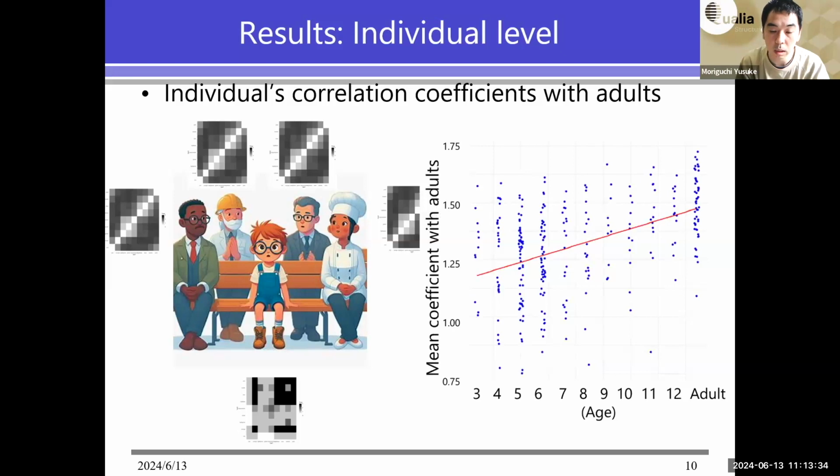And the results show a linear increase of this index as a function of age. So compared to the younger children, older children show a higher correlation coefficient with adults. So this result suggests that at the group level, the correlation structure is generally matched, but at the individual level, there are some changes in the Qualia structure of color in this experiment.